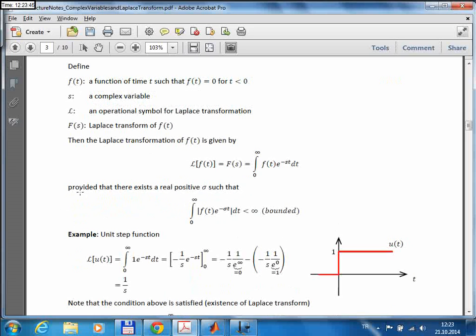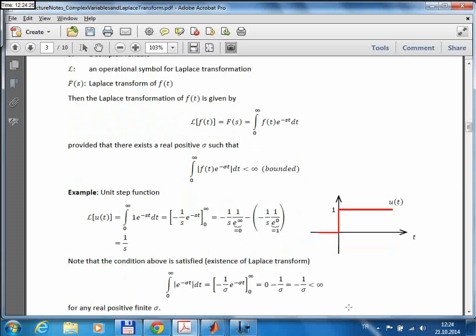And there's a little detail here. It says, provided that there exists a real positive sigma such that this integral has a finite value. Okay, so you don't really worry about these details too much, because we will not be using this integral. We don't take the Laplace transformation of different functions manually. Instead, we use Laplace transformation tables. We only consider some known generic functions for which the Laplace transformation is available.